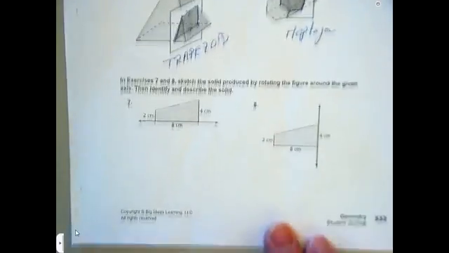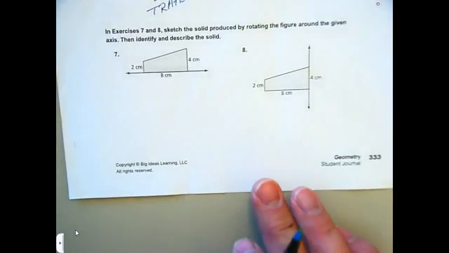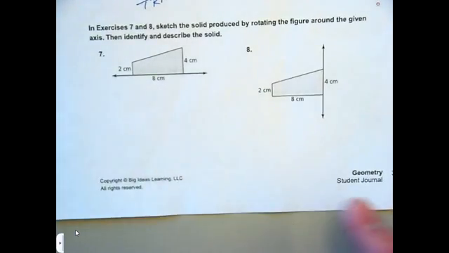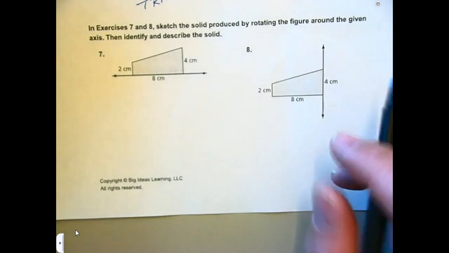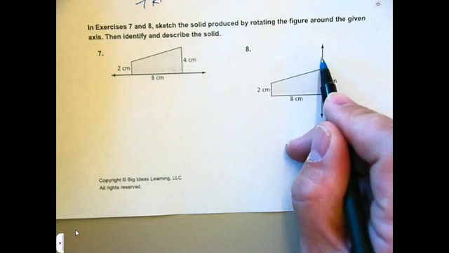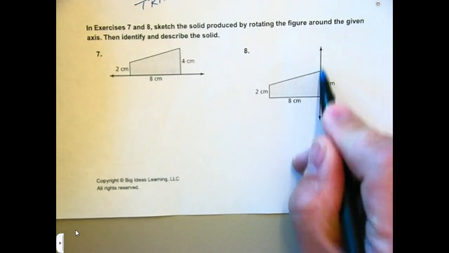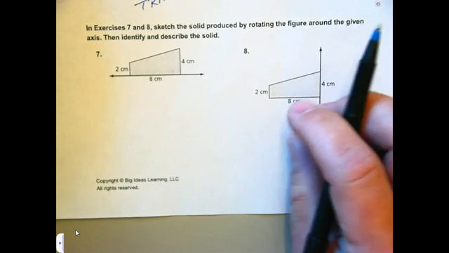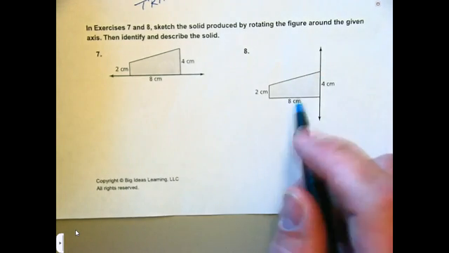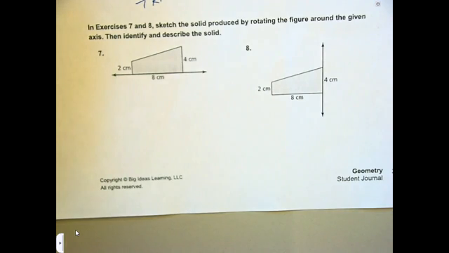Last piece. In exercises 7 and 8, sketch the solid produced by rotating the figure around the given axis. So in other words, if I were to take this figure that's on this axis and I were to swing it around, what three-dimensional shape would it make?